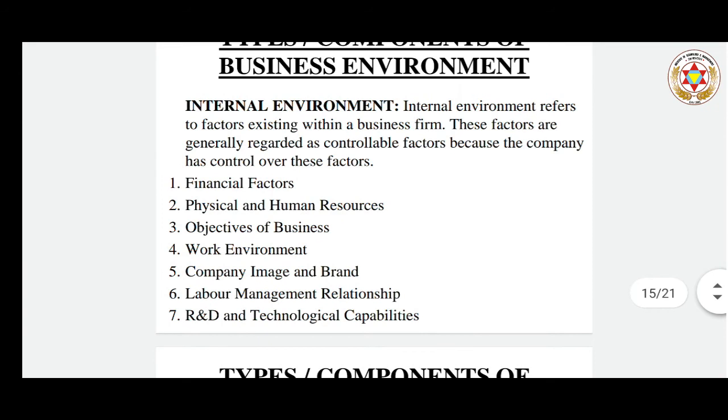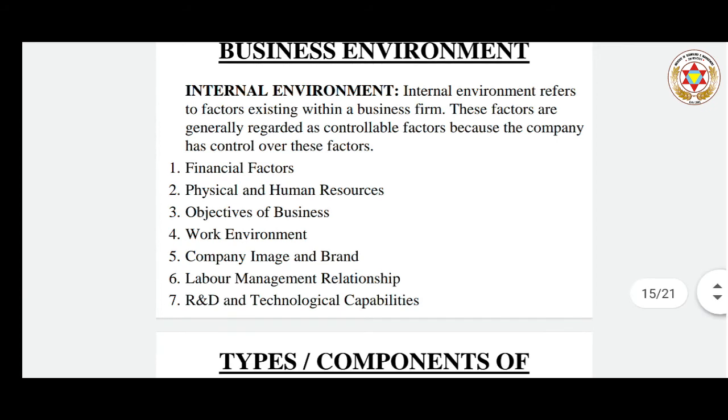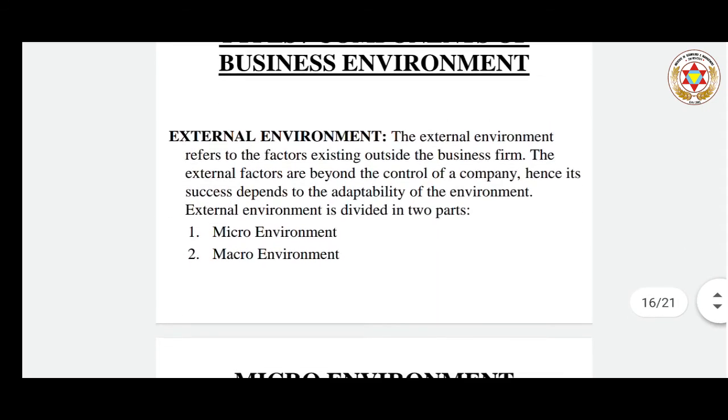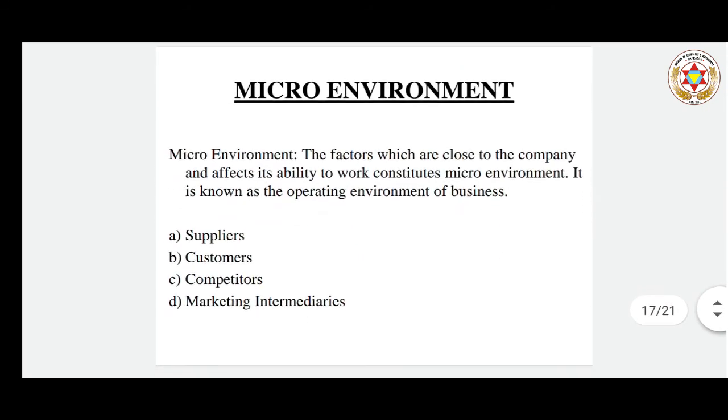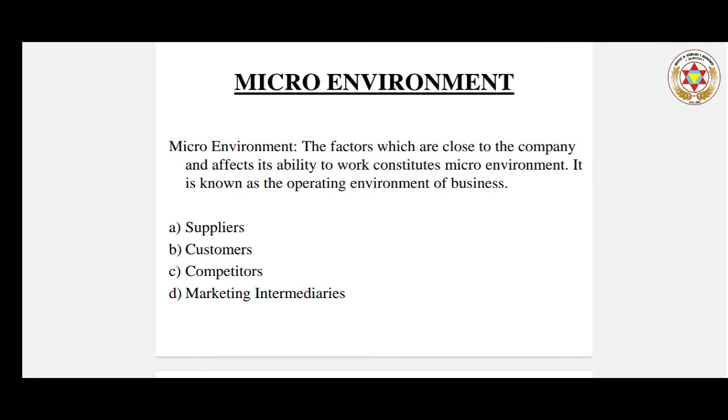In the internal environment, there are the financial factors, the physical and human resource factors, the objectives of the business, the work environment, the company's image, brand, the labor-management relationship and the R&D capabilities. Whereas the external is divided into two, the micro and the macro. The micro includes the suppliers, who supply the inputs like raw material and components to the companies, and the customers, whose likes and needs are to be taken care of for their satisfaction.